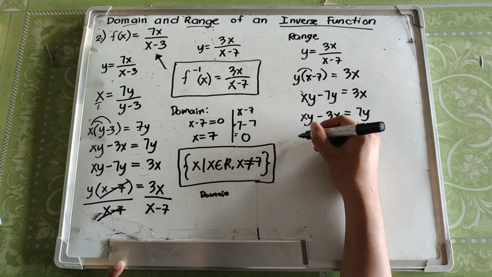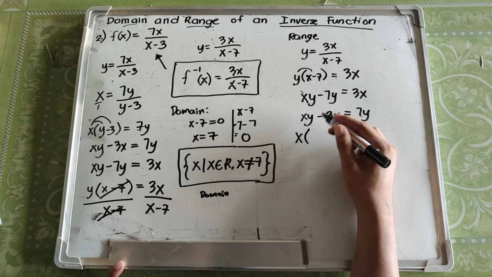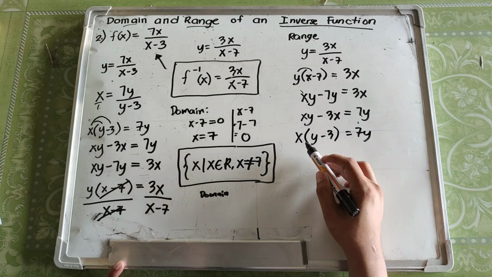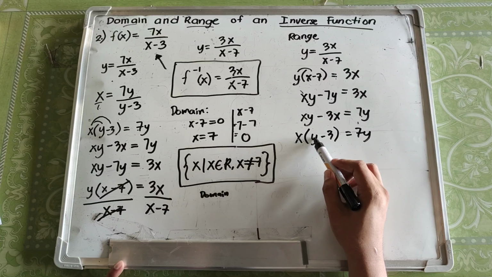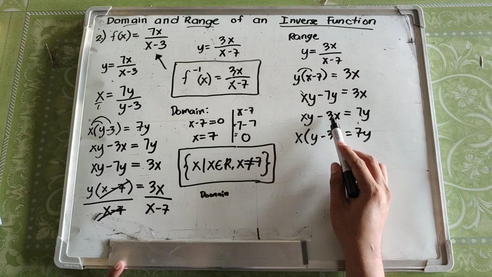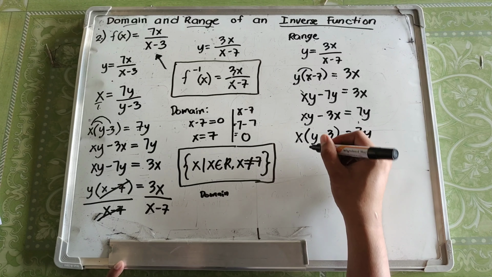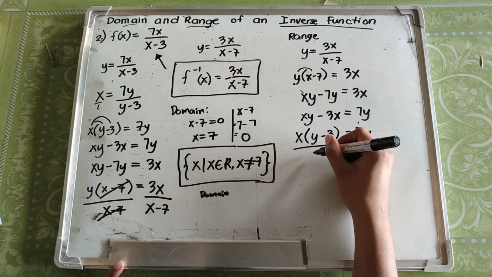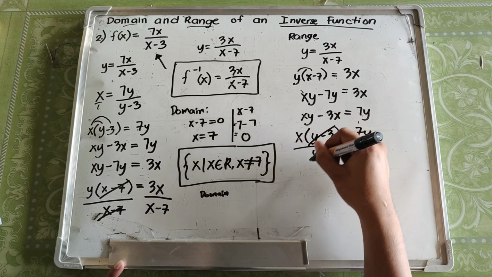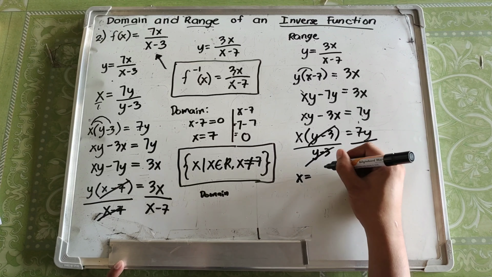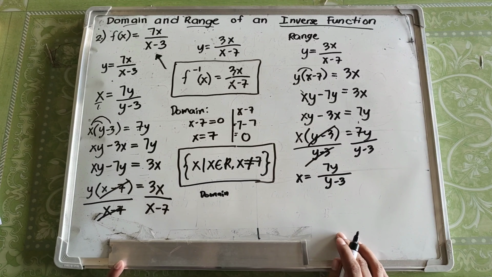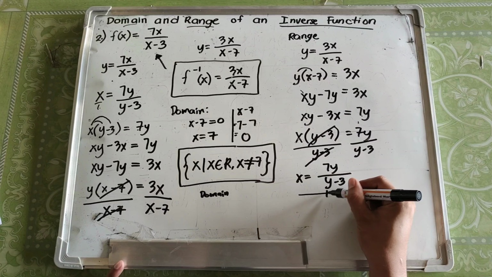So, what will we do? Take out the x. What is left is y minus 3, then 7y. Okay? If you check it, x times y is xy, and x times negative 3 is negative 3x. And then, solve for x. Divide both sides by y minus 3. Cancel it out. Therefore, x is equal to 7y all over y minus 3. So, this is now our equation for range.